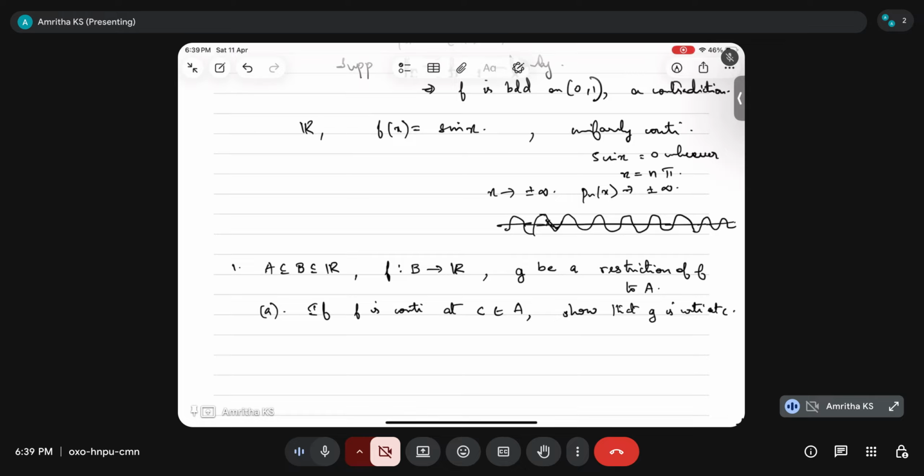This is easy because the same delta works for every epsilon, right? You just need to intersect it with A. Now the next part is to show by example that G is continuous at C in A. This need not imply that F is continuous at C.